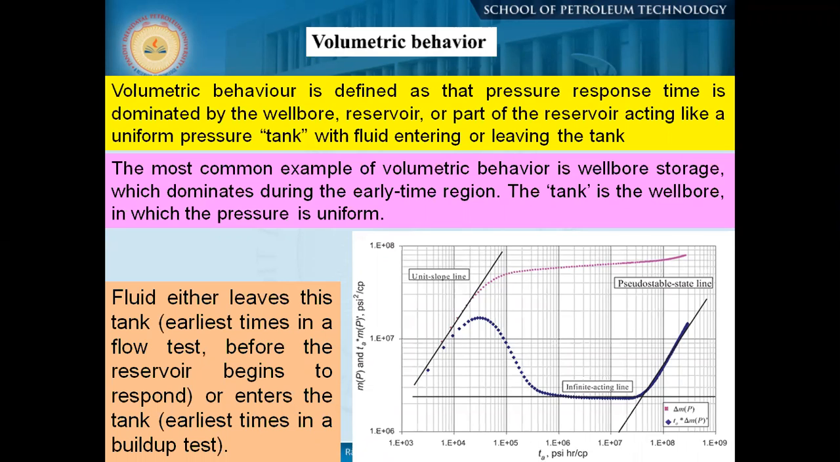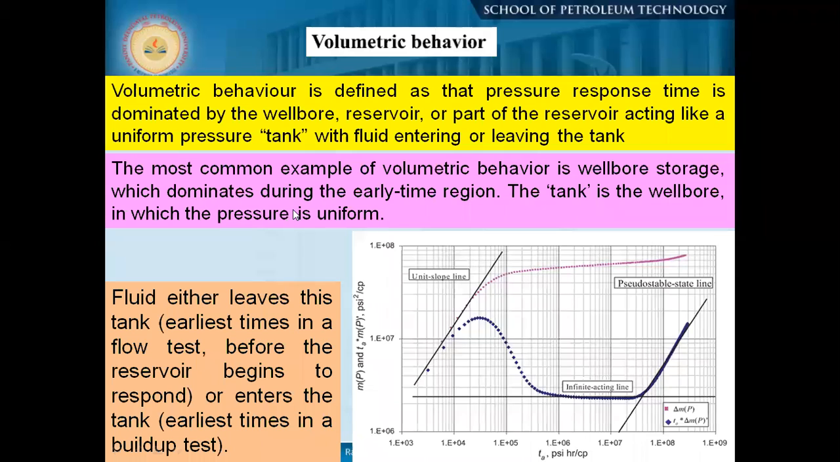So volumetric behavior is nothing but the reservoir behaving as a tank of a specific volume, and we are now producing from that specific volume. Depending on the compressibility value of that particular fluid, it will follow a straight line. That is what is called the volumetric behavior. The most common example of volumetric behavior is wellbore storage, which dominates during the early time region. The tank is the wellbore, in which the pressure is uniform.